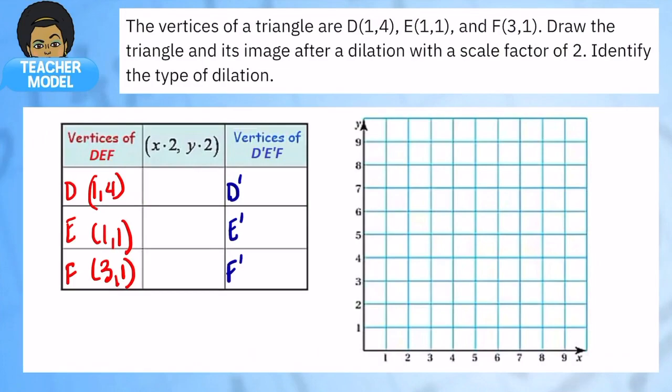Welcome back, Math Marvels. In this lesson, we're going to talk more about similar figures, and in this case, we're going to look at one change we're going to make, which is a dilation.